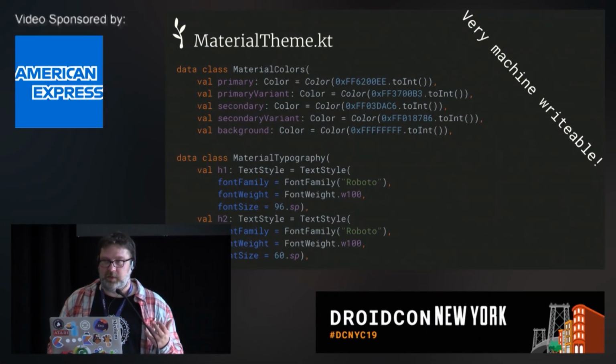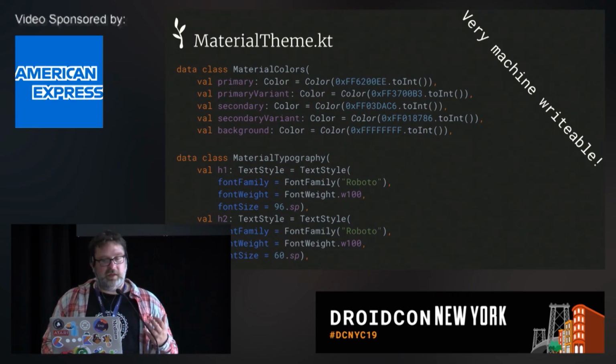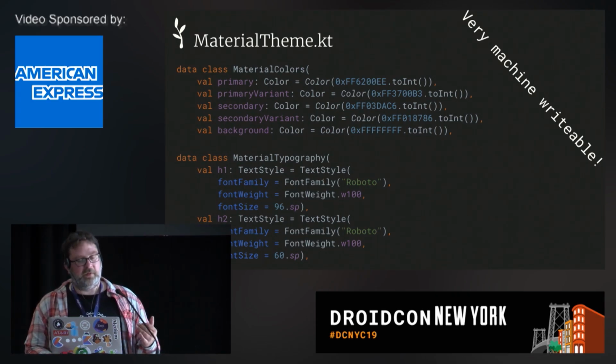Compose represents styling information in code. I don't know if you all have checked out the examples. They have this great material theme.kt in their Rally app. They use the Rally app to demonstrate new features. And if you've checked out Jetpack Compose, you can look at this file. It should be jumping out at you already that this is very machine readable and very machine writable. And why is that important?